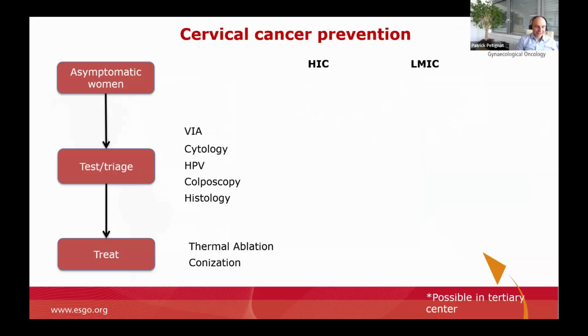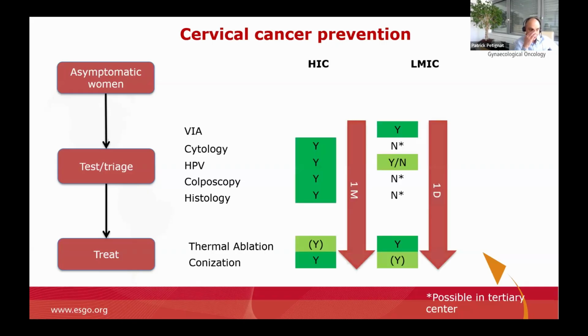The success of cervical cancer screening in high-income countries is because we have cytology, now we have HPV, we have cytology triage, we have colposcopy, we have histology, and for women having a positive result, we have the possibility to do a conization and a treatment. But this is true for high-income countries. We have all of this: cytology, HPV, colposcopy, histology, and thermal ablation, but we don't use it a lot, but conization, yes.